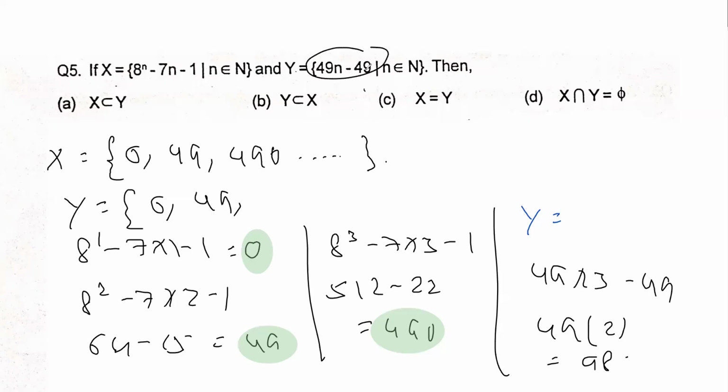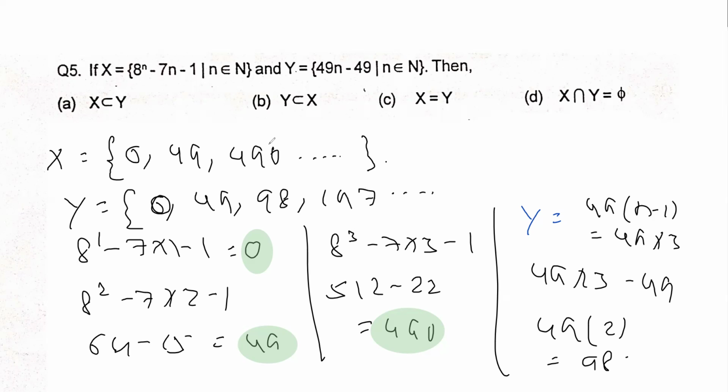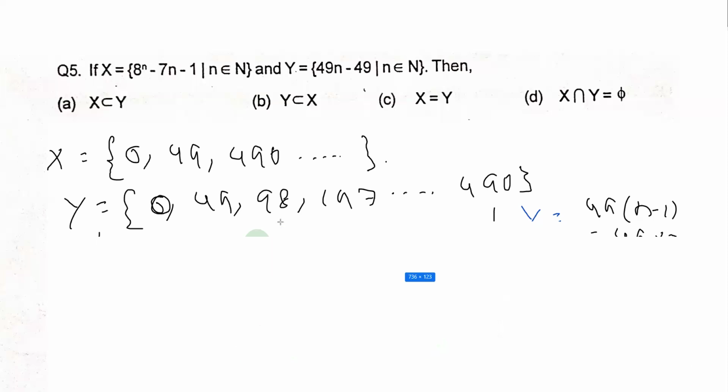Now replacing n with 4, in the same way, if I take 49 as common, it is n minus 1, so it's 49 into 3. So we can conclude that this is actually a multiple of 49, with 0, starting with 49, then 98, then 49 into 3, that's 147 and so on. Looking into this, I can figure out that there must be 490 as well, at 49 into 10.